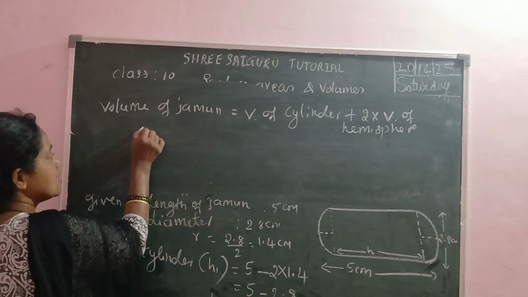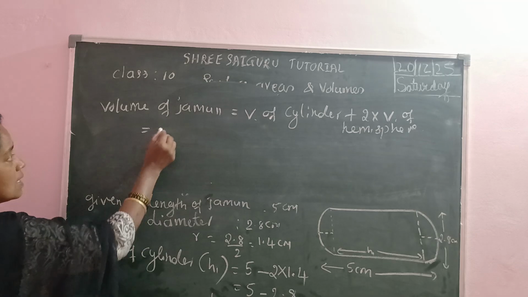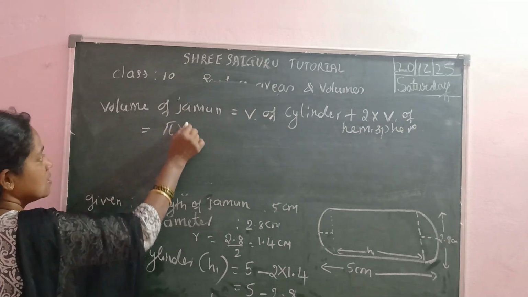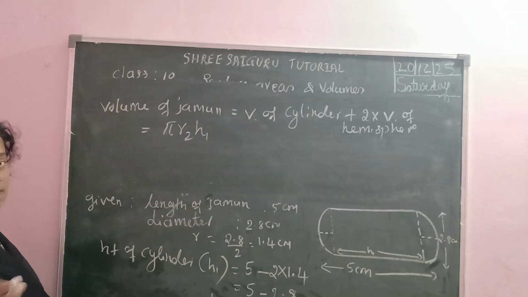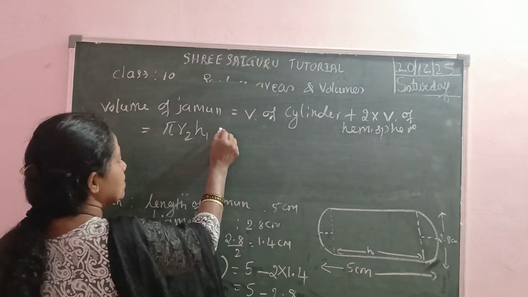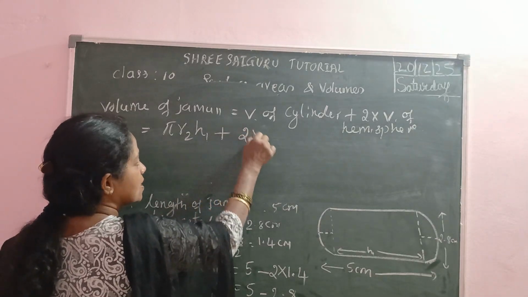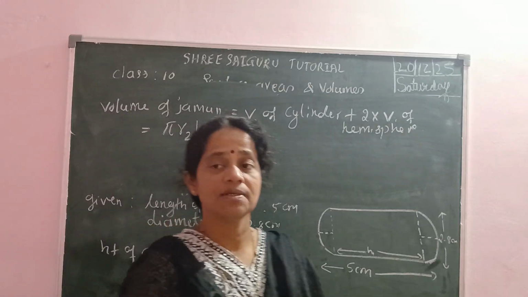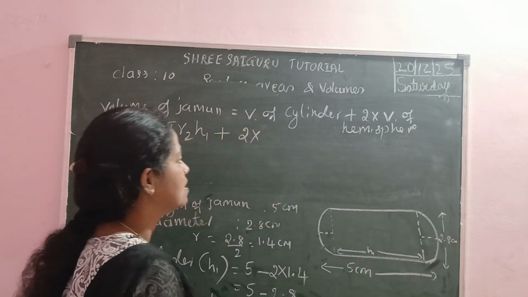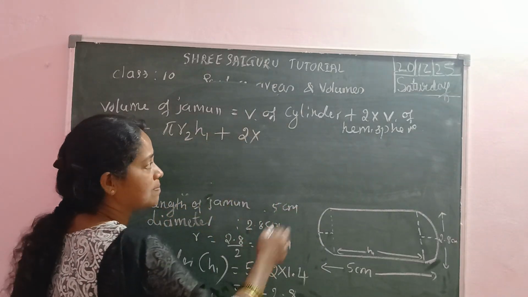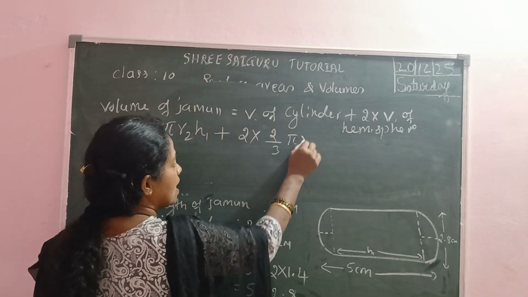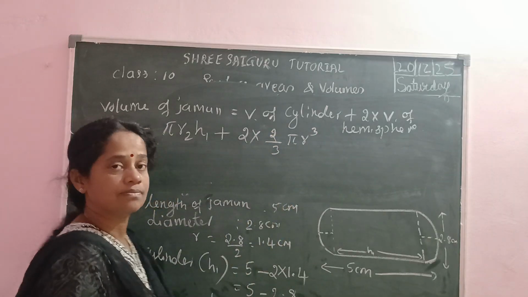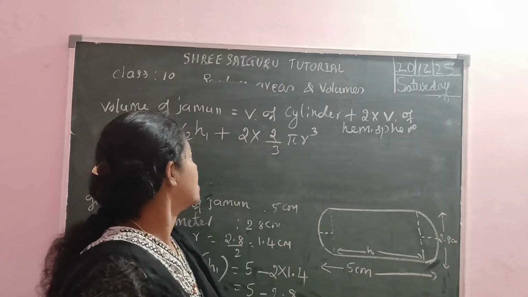The volume of the cylinder is given by the formula pi r square h, that is h1 here, I have taken as h1. Then 2 into the volume of the hemisphere. What is the formula for the hemisphere? The volume of the hemisphere is 2 by 3 pi r cube.